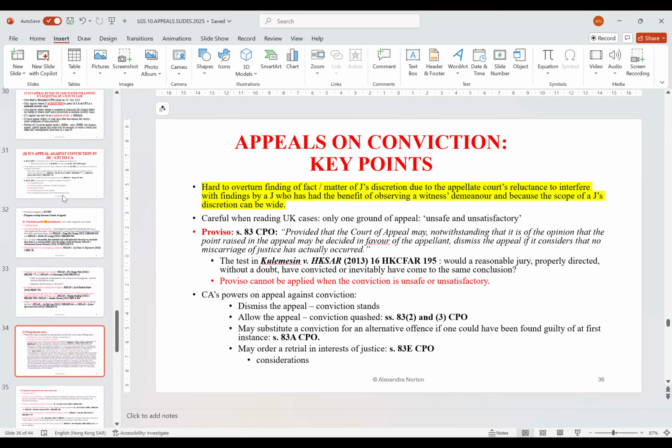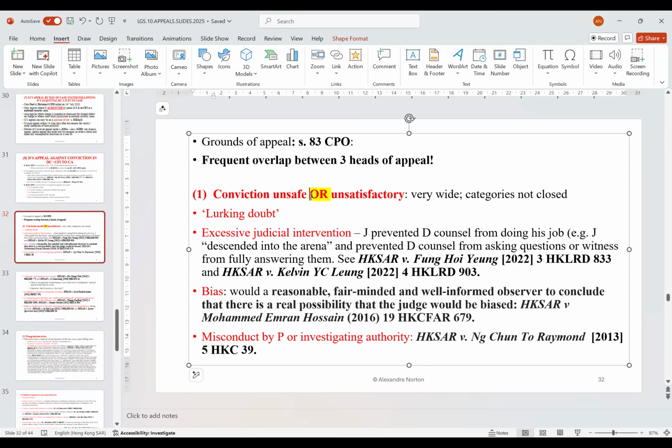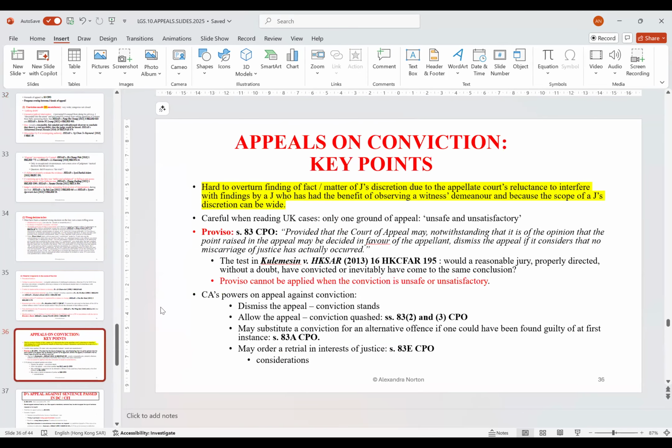But in Hong Kong, our provision says unsafe or unsatisfactory, which makes you think it's one or the other. Actually, in practice, there's no real difference between unsafe and unsatisfactory. And in fact, you see lots of cases in which the courts in Hong Kong mistakenly say unsafe and unsatisfactory. So don't worry too much about the difference between them.